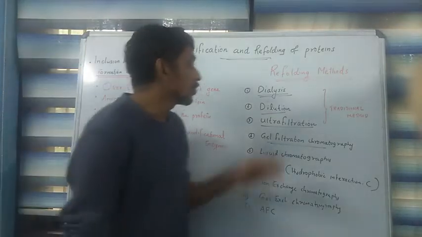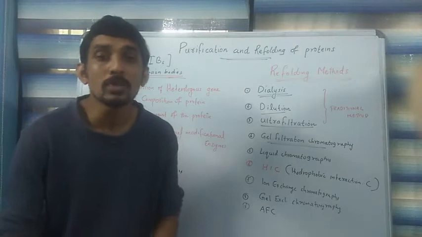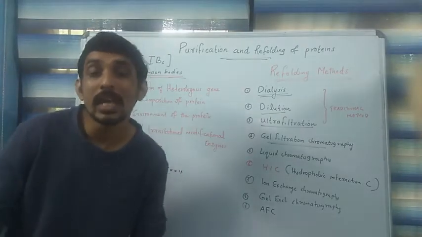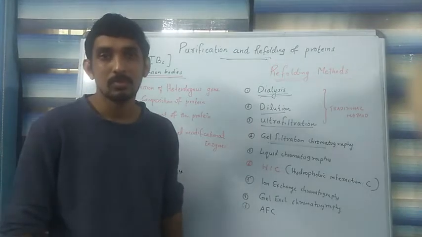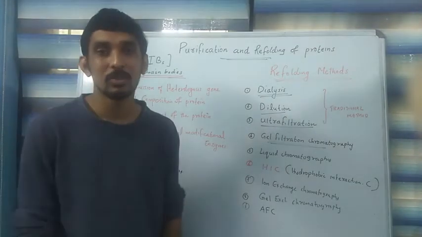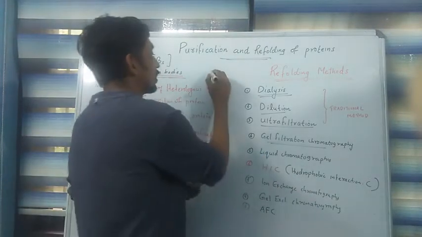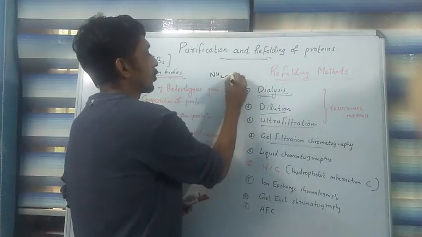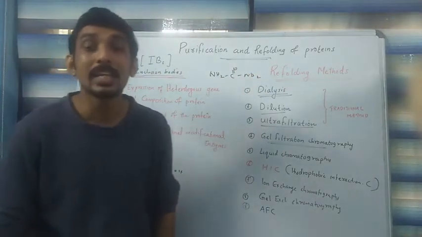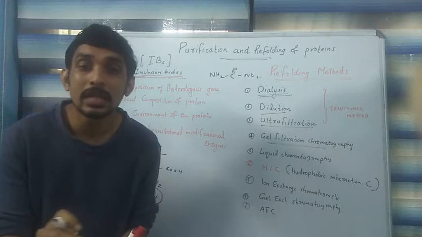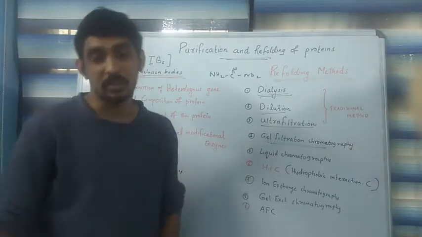So among these, one is called dialysis. We know that mostly denaturing agents, or denaturants, are involved. For example, urea is the best example of a denaturant. We know the molecular formula of urea is NH2CONH2, and it acts as a strong denaturant. It can prevent the formation of functional proteins.